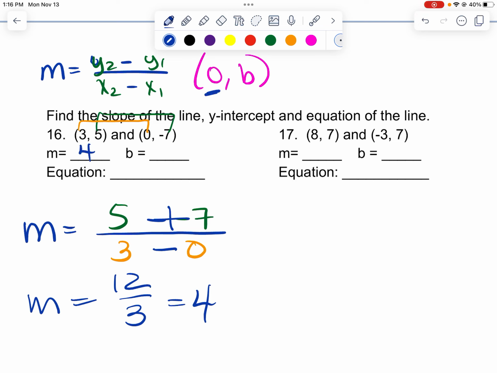Y-intercept is when the x value is 0. The x value is 0 here, so negative 7 is my b value. So y equals 4x minus 7.